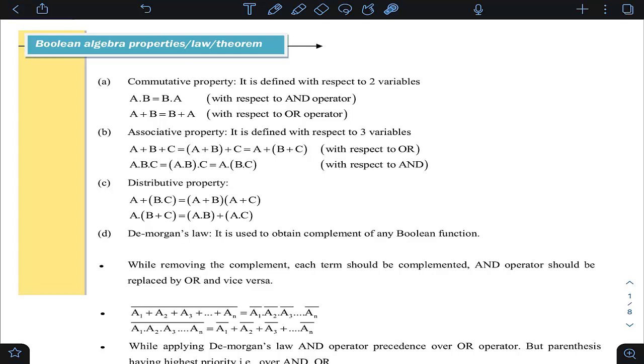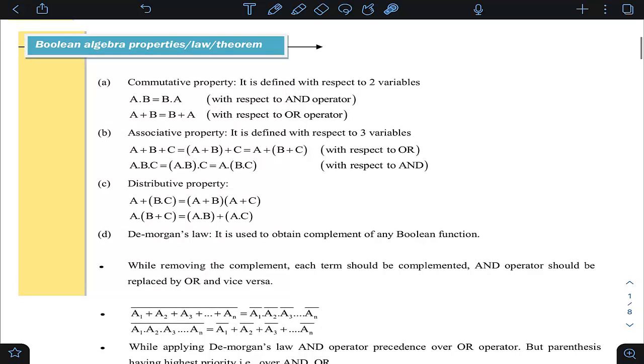So the first one is the commutative property. Commutative property is defined in two flavors: one with respect to the AND operator, one with respect to the OR operator. With respect to AND, A dot B equals B dot A. In what order you do the AND combination doesn't matter. Or A plus B equals B plus A. In what order you do the OR also doesn't matter. So A dot B equals B dot A. Similarly, A plus B equals B plus A.